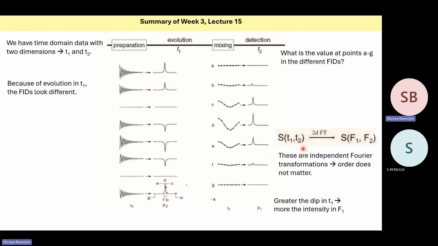So you have two time axes, one along the FID and another time axis is how the different points in this frequency are changing according to T1. So basically two Fourier transforms are carried out to get two frequency axes. And this is independent. That is, we can carry out T1 to F1 first and then T2 to F2 or the other order. The order does not matter.